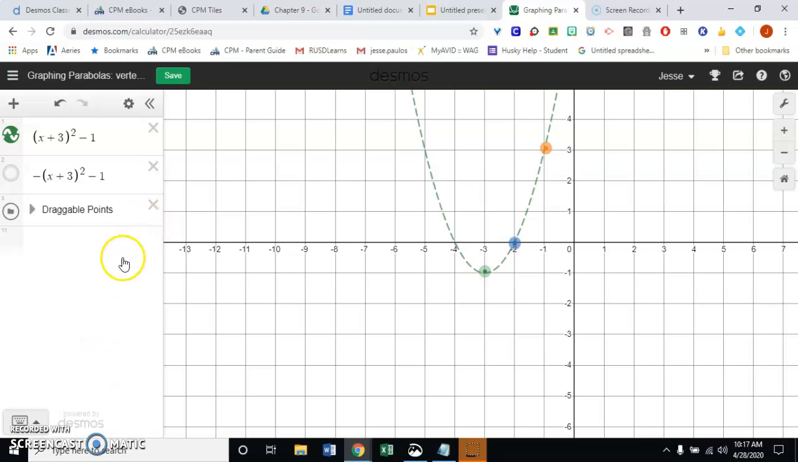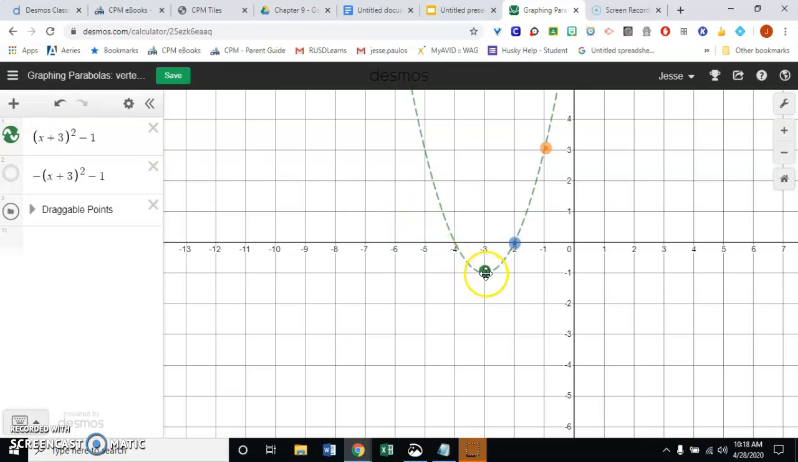Alright, so in this example, we're going to take a look at what happens when there's a negative a value. And so in this case, the a value is negative 1. Alright, so the only difference between our original one and this one is that this negative in front of the parentheses. And just like in the last video, the a value is a multiplier. So we're going to follow the same pattern.